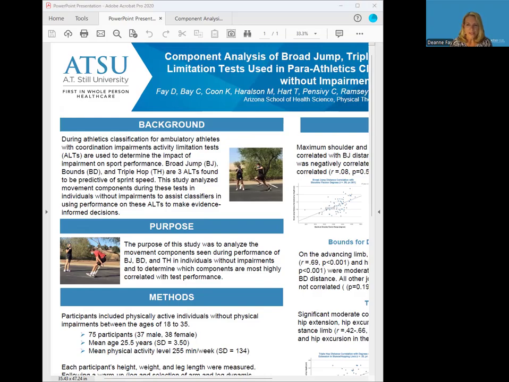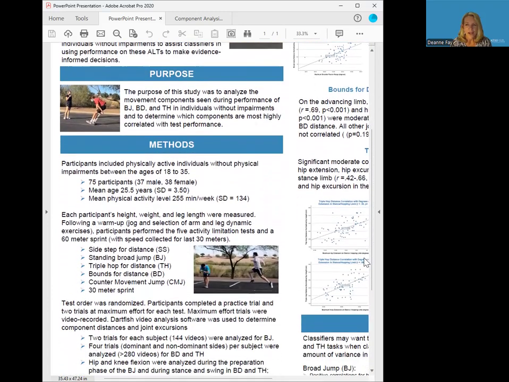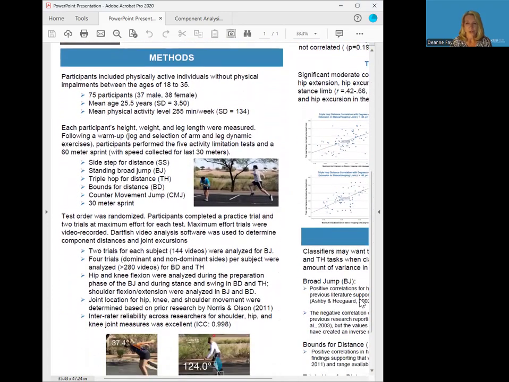So the results of this study are part of a larger study. The initial findings are presented in another poster that we have at Vista this time, and it's called Reference Values in Individuals Without Impairment for Activity Limitation Tests Used in Para-Athletics Classification. The basic methodology for the overall study is described in depth during that poster presentation, so I'll hold off on doing it here and focus instead on the specific part that's different for this portion.